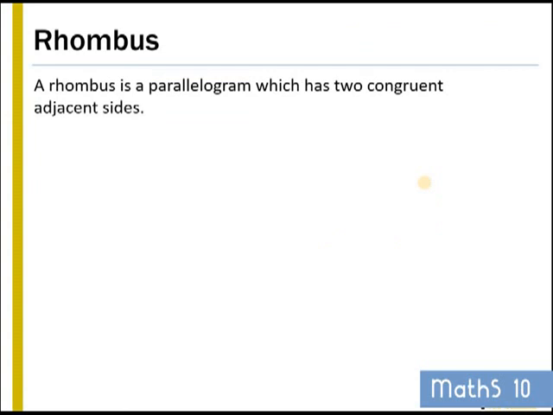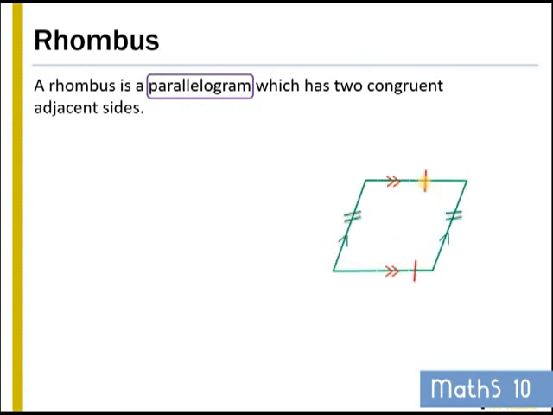A rhombus is a parallelogram which has 2 congruent adjacent sides. So we start by drawing a parallelogram with opposite sides parallel and opposite sides congruent. And then this time, the 2 adjacent sides are also congruent. So these 2 sides are the same length, and therefore all 4 sides must be the same length. So a rhombus has 4 sides of equal length.